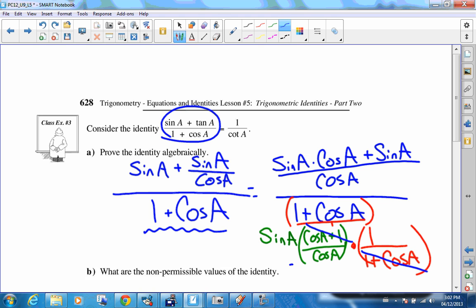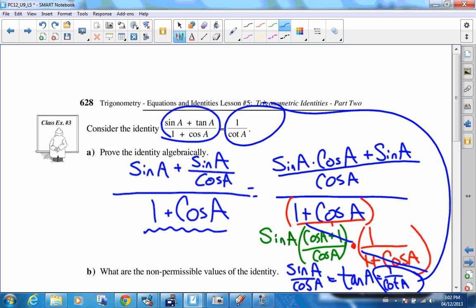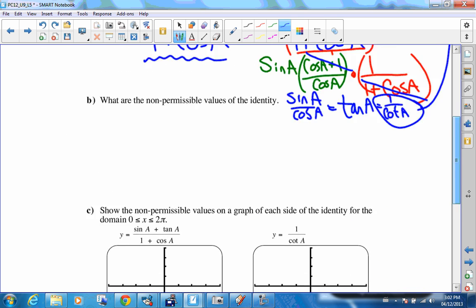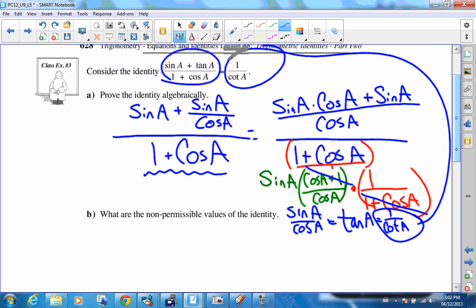So now I have sine A over cos A, which equals tan A, which equals 1 over cotan A. And voila, left side equals right side, and I'm feeling good. I'm on a roll. Non-permissible values of my identity are going to happen when cotan A equals 0 and cosine of A equals -1. Those are my two denominators.